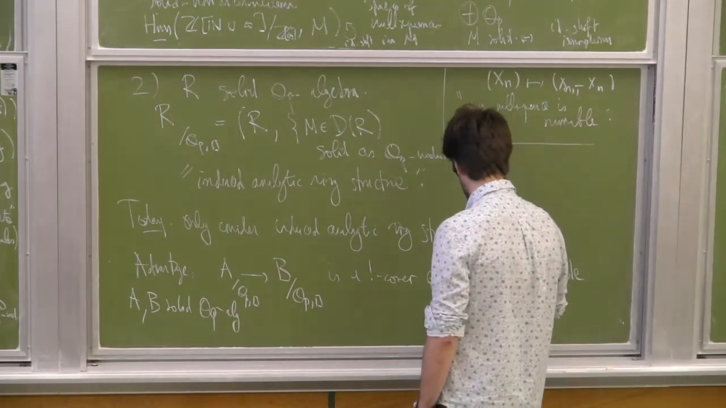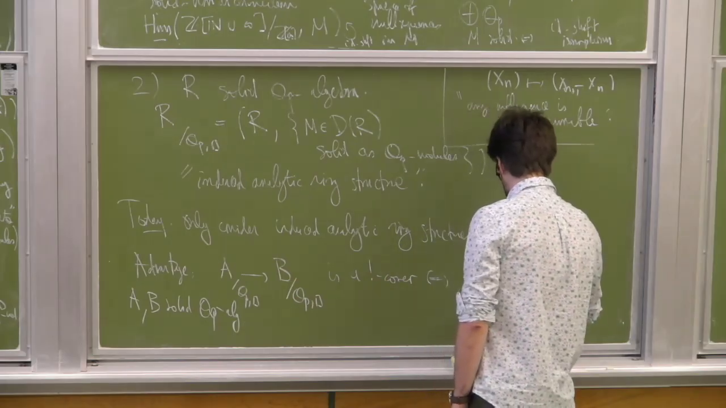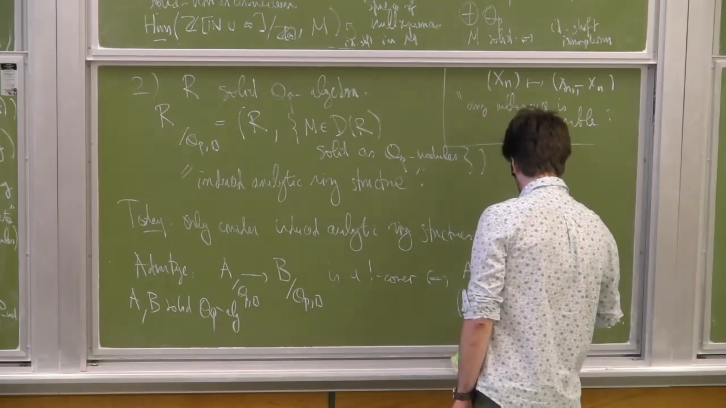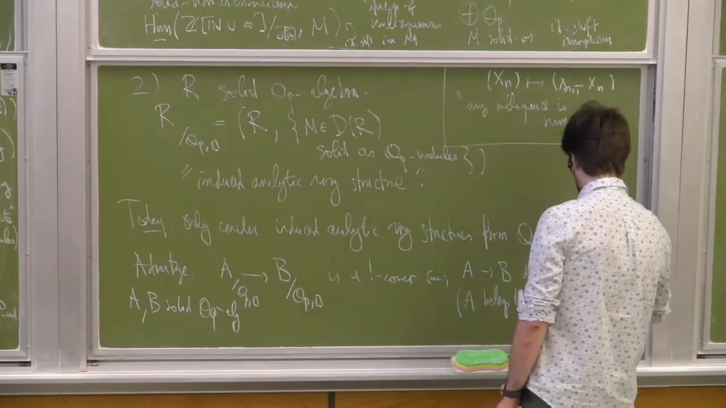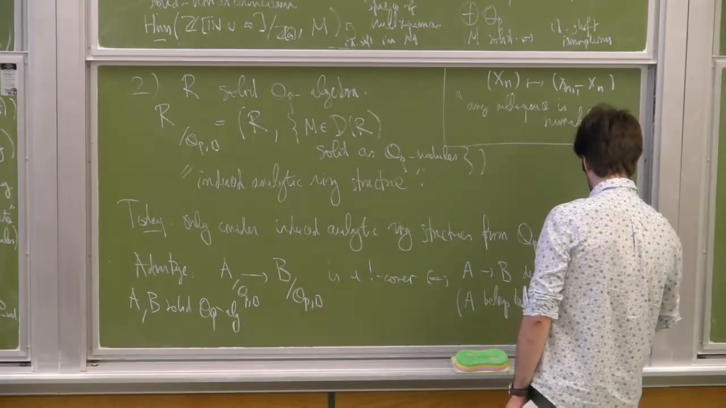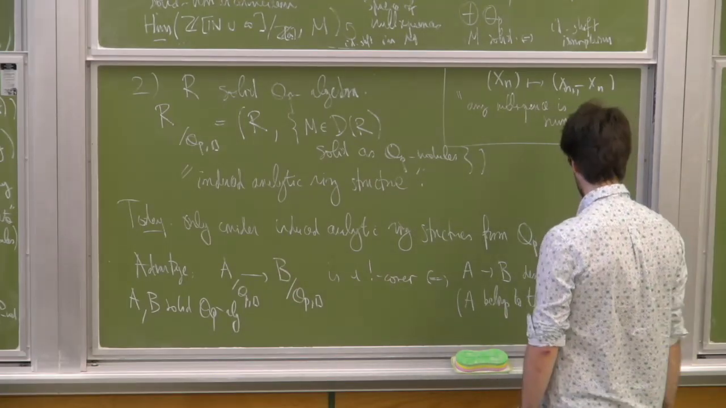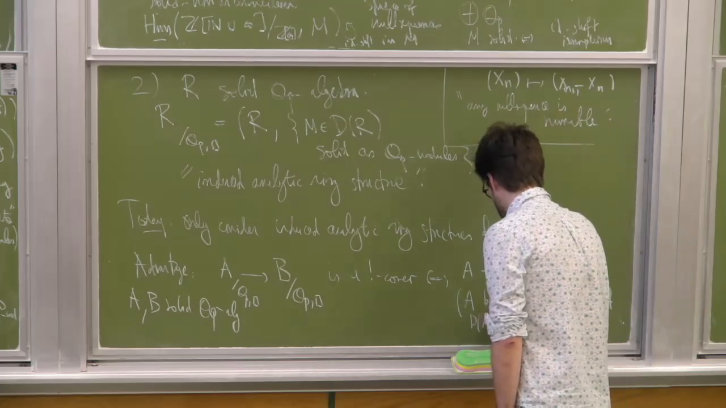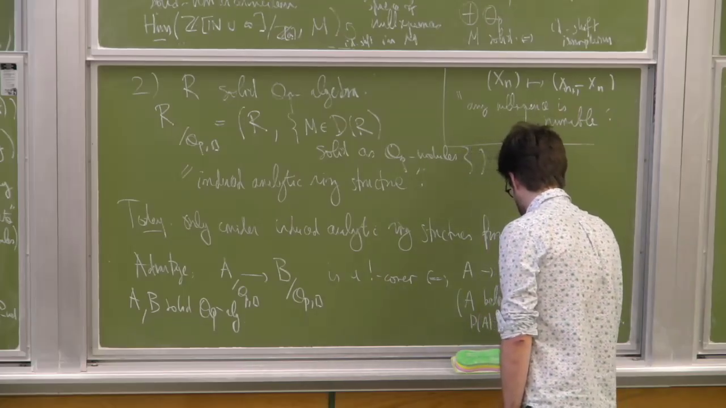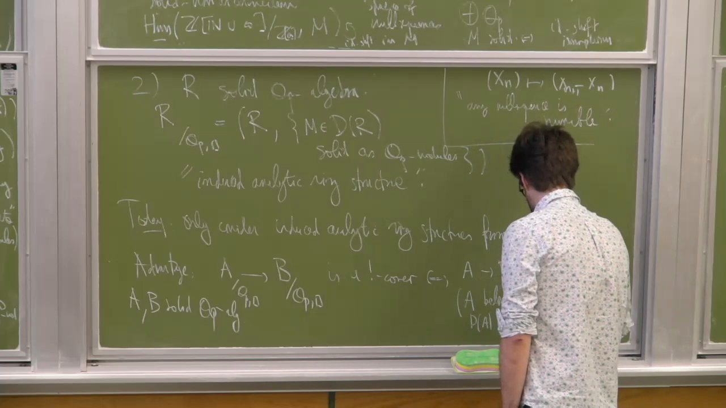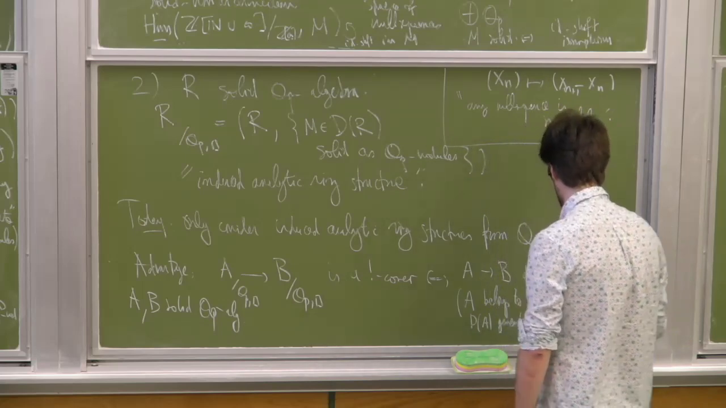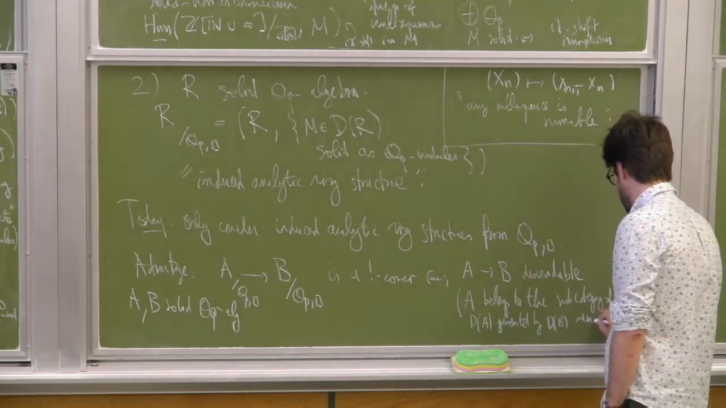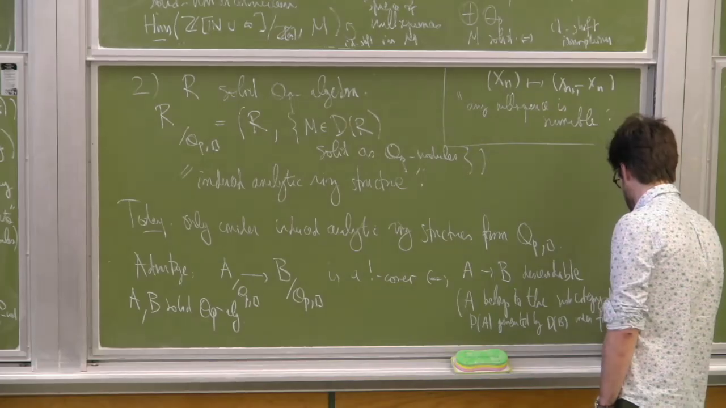which is a notion that was introduced by Aki. So meaning that A belongs to the thick category of D(A) which is generated by D(B) under finite limits and retracts.